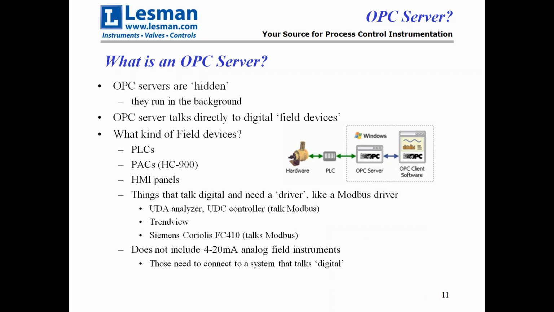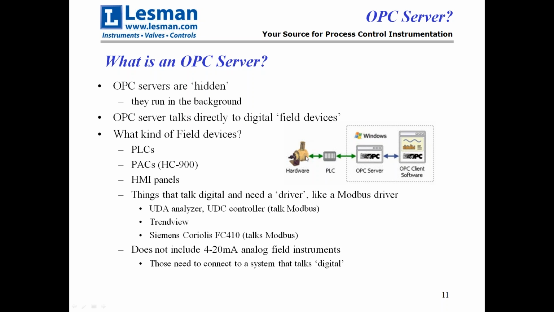So again, they're hidden, they run in the background, and the OPC server part of it actually talks to the digital field device. Now notice in our graphic here, we got a PLC and then we actually have the hardware out in the field. The digital device is generally the PLC part. So the OPC server talks to the PLC, the hardware wires into the I/O part of it. That's the 4-to-20s and the discretes and the RTDs and the thermocouples and all that kind of stuff. That's what they mean by hardware out here.